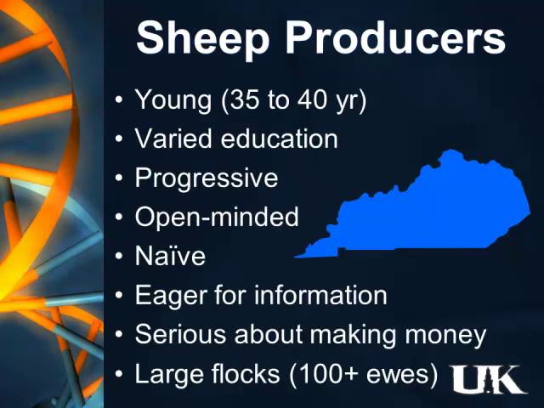The other one is a very young group, 35 to 40, varied education, high school to college. They're very progressive, though. They're very open-minded. They are, however, naive about the sheep industry. They're eager for information. They are serious about making money. That's why they're doing it. And I know for some of you, when I say large flocks, 100 ewes isn't a large flock. In Kentucky, it's a pretty large flock. So this is the second group.